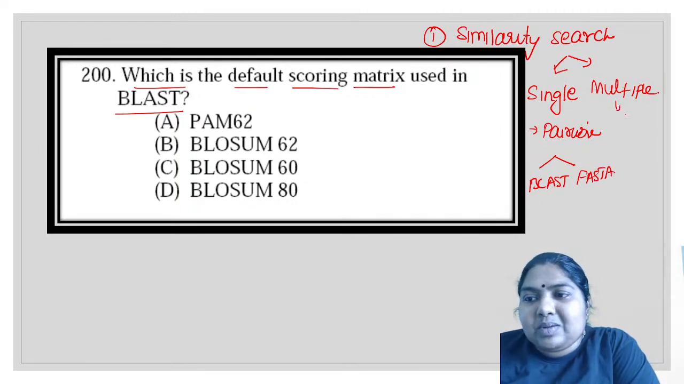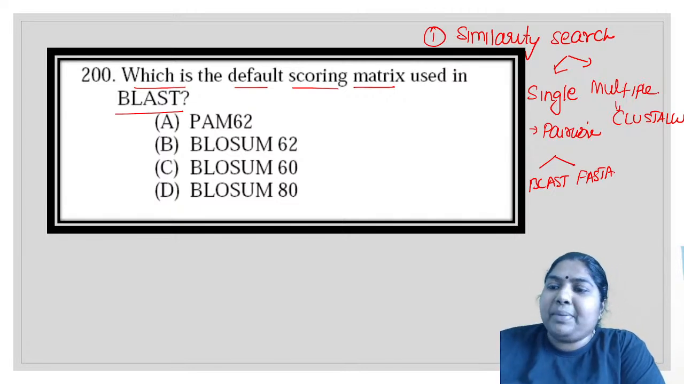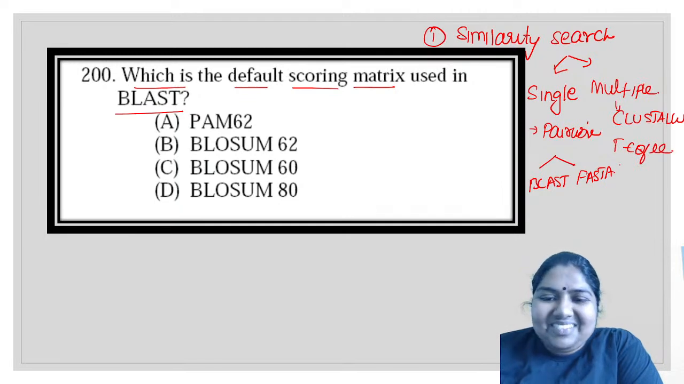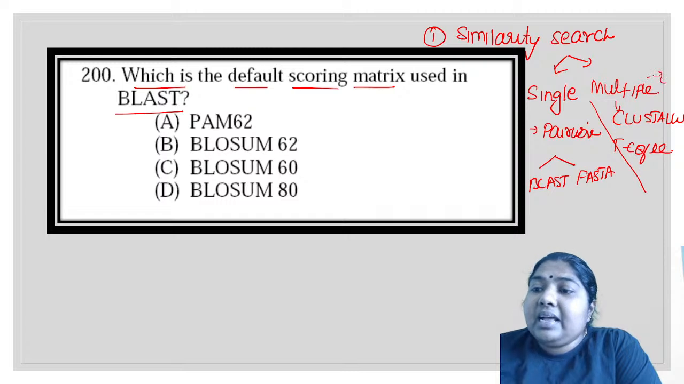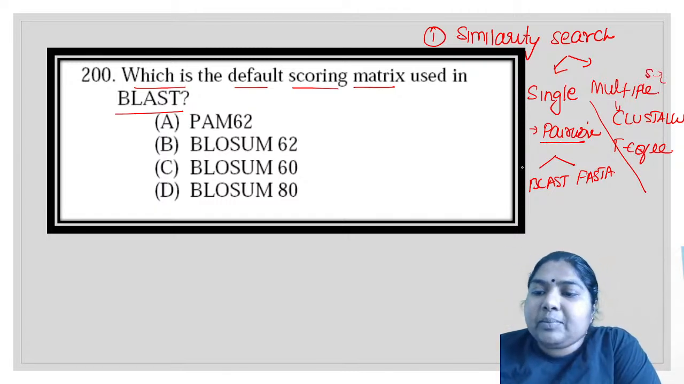Under multiple sequence alignment, you will get a good example of ClustalW, and then you will get another interesting example called T-Coffee. Funny name, right? So that is for multiple sequence alignment. But under your pairwise, or one-to-one sequence alignment, you have BLAST and FASTA.